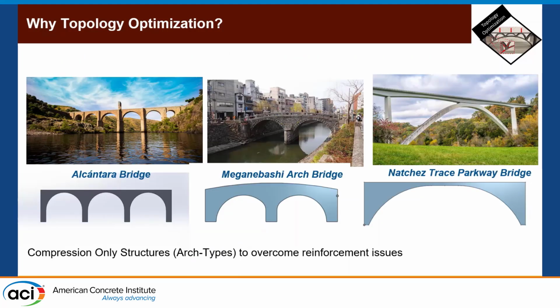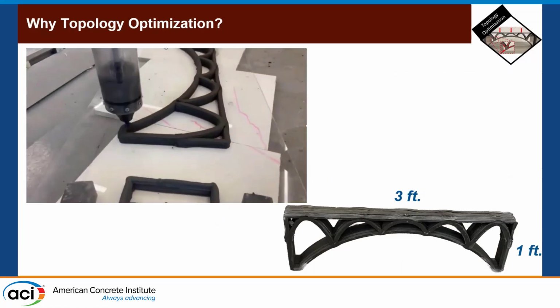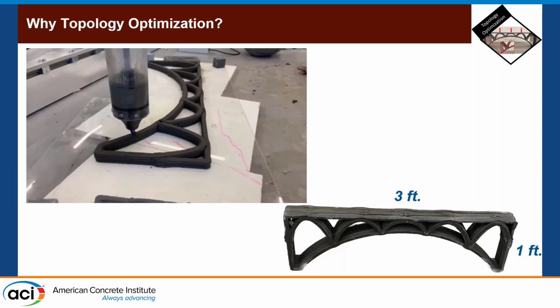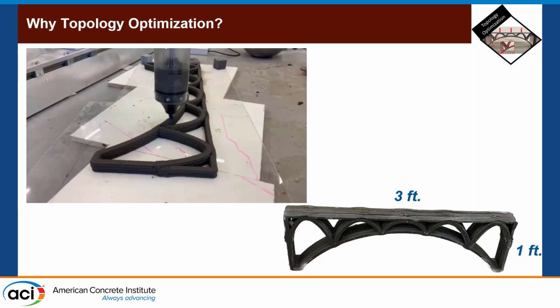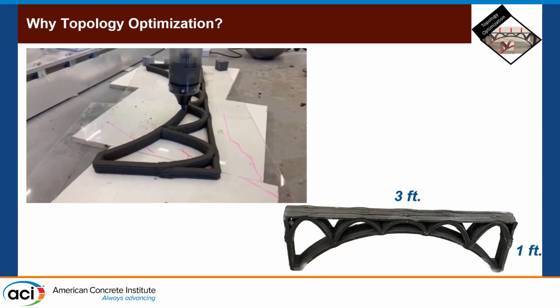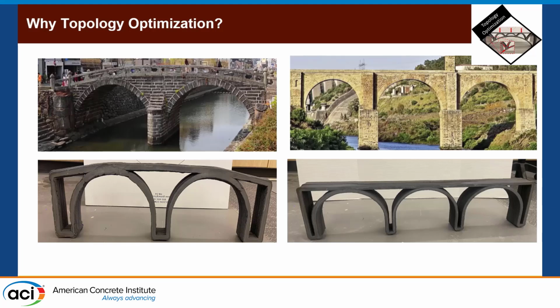So back to the bridges. Here are some bridges. This is in Spain, this is in Tennessee, and I think this is in China. This is one we actually decided to print. It is a 3 feet span and 1 foot depth, and the thickness was about 3.5 inches. And this is the printing process for one bridge. And this is a final print that we did last semester or early this year of those structures.